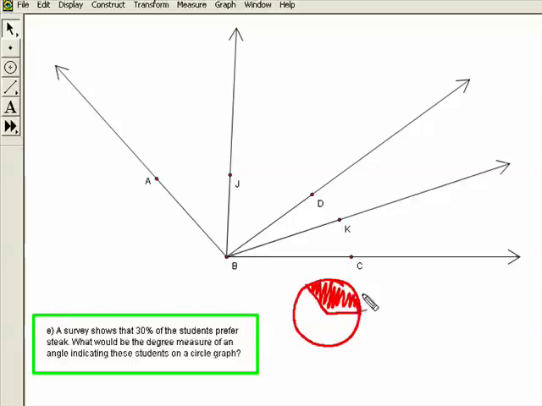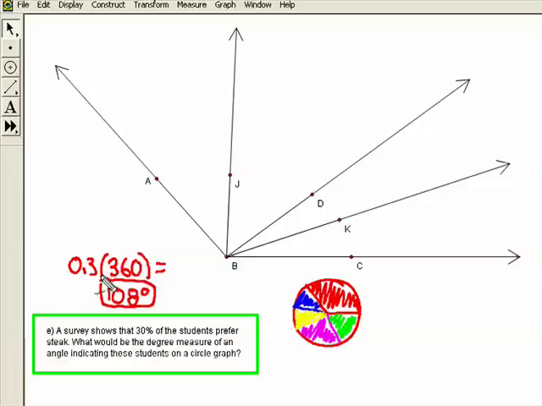And we learned earlier that the definition for 1 degree is 1/360th of a circle. So 30%, we need 30% of 360 degrees. So we would just do 0.3 times 360, and that would equal 108 degrees. So that would be the degree measure for an angle indicating the number of students who preferred steak.